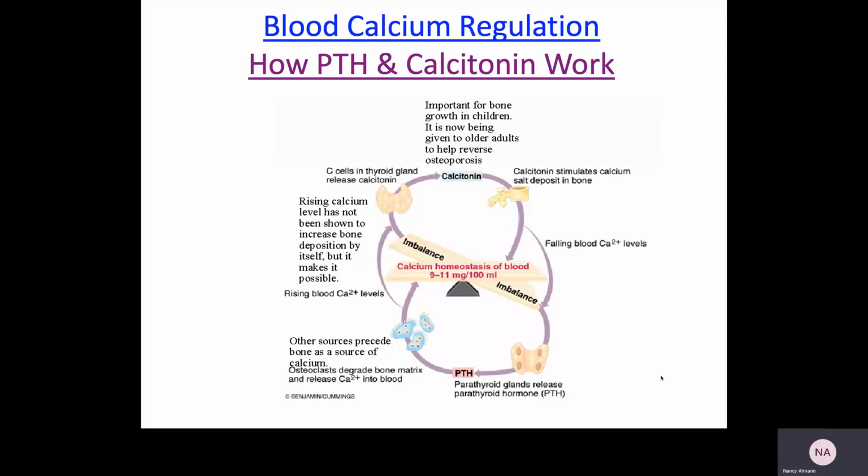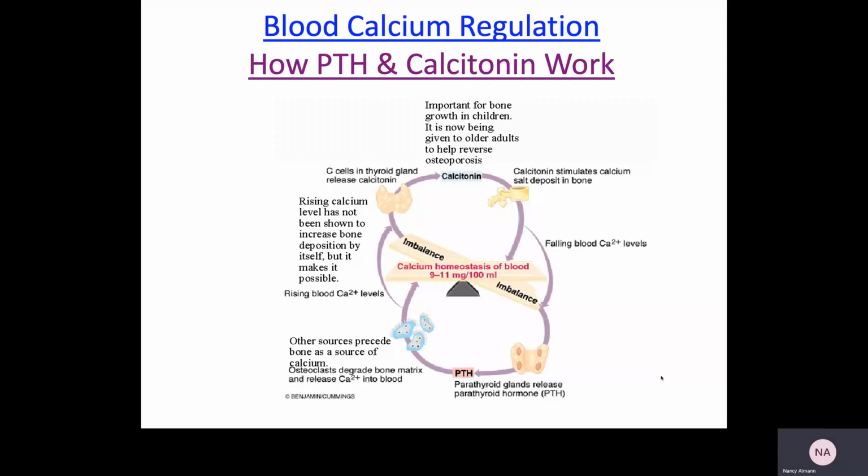If you have blood calcium levels that are increasing, the C cells in the thyroid gland will be triggered to release calcitonin. So calcitonin is going to stimulate the deposit of calcium within bones. Calcitonin will also trigger your kidneys to excrete more calcium, which will in turn make blood calcium levels fall.